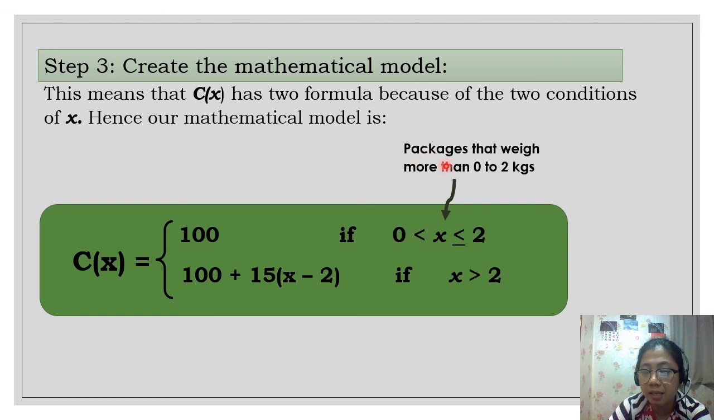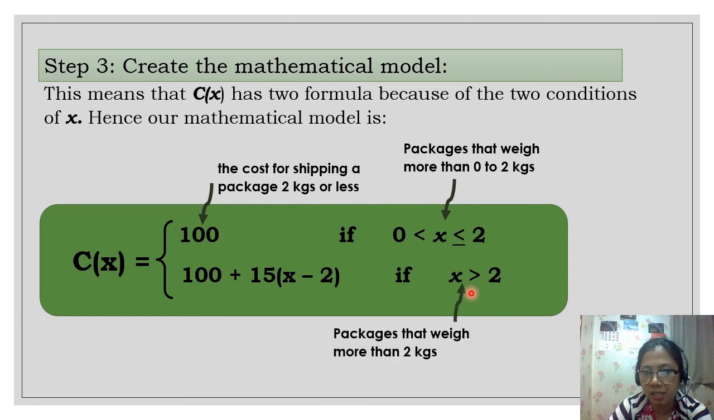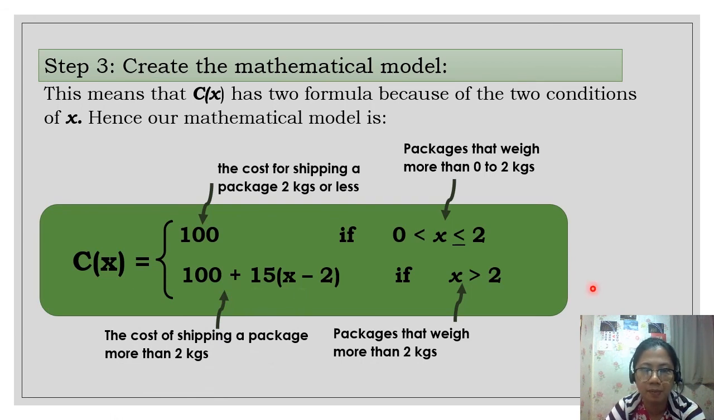X is greater than 0 but is less than or equal to 2. This means packages that weigh more than 0 to 2 kilograms. And we will pay only 100 pesos for that. If the packages weigh more than 2 kilograms, then our formula for the cost of shipping would be 100 plus 15 times x minus 2. This is the cost of shipping a package more than 2 kilograms. So this is now the piecewise model.